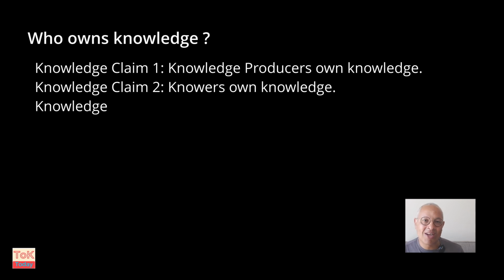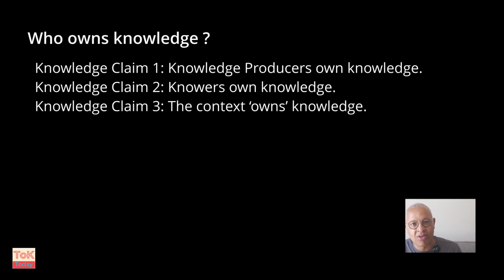Let's take the prompt, who owns knowledge? Now, we can have 3 perspectives or knowledge claims about this prompt. Knowledge claim 1, knowledge producer's own knowledge. Knowledge claim 2, knower's own knowledge. And knowledge claim 3, the context owns knowledge.